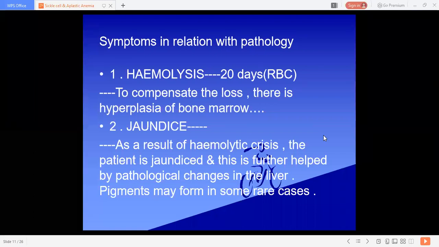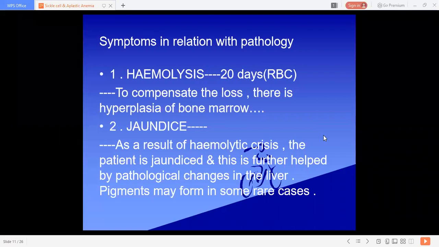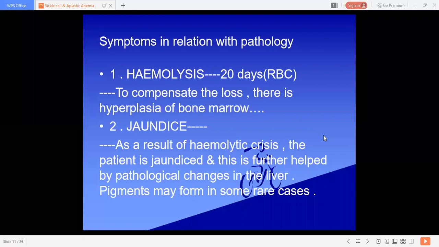And there is compensatory hyperplasia of the bone marrow. The second symptom in relation with the pathology is jaundice. As a result of hemolytic crisis, the patient gets jaundiced. This is further helped by pathological changes in the liver, and the pigment may form in some rare conditions. Okay. So the jaundice and hemolysis are the symptoms which are related with the pathology.